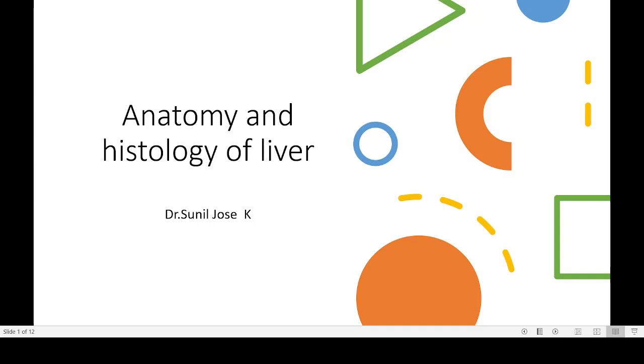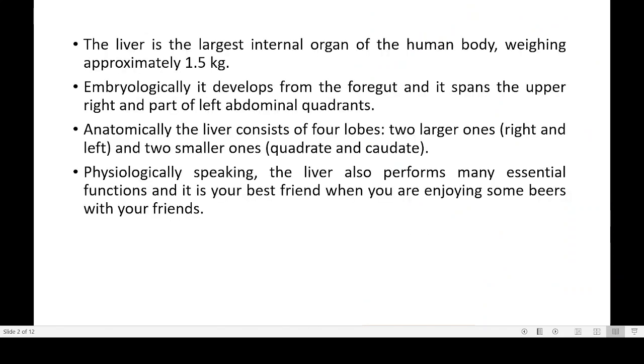So going to the anatomy and histology of the liver, we have to first understand the basic features of the liver. Regarding the liver, you know that it is the largest internal organ, and the size of the liver is approximately 1.5 kilogram.